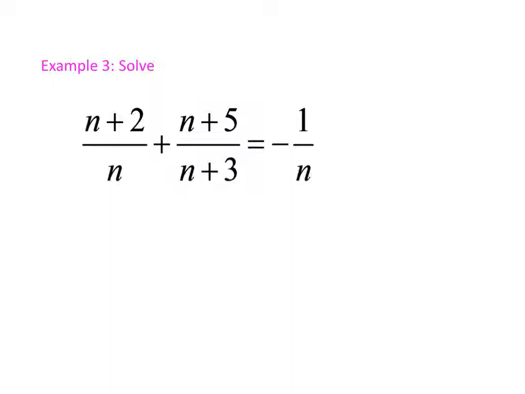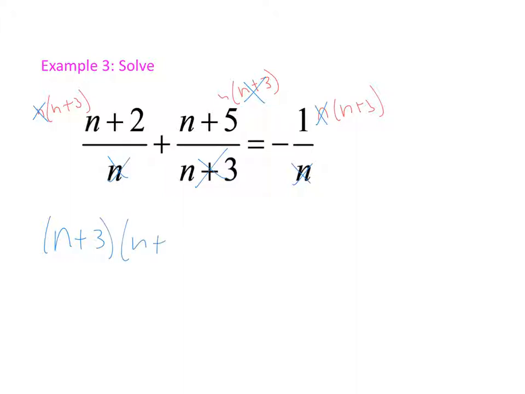So I'm going to multiply each expression here by n and n plus 3 and see what cancels out. So here the n's cancel out. Here the n plus 3's cancel out. Here the n's cancel. So then I have left n plus 3 times n plus 2 plus n times n plus 5 equals negative 1 times the quantity n plus 3.